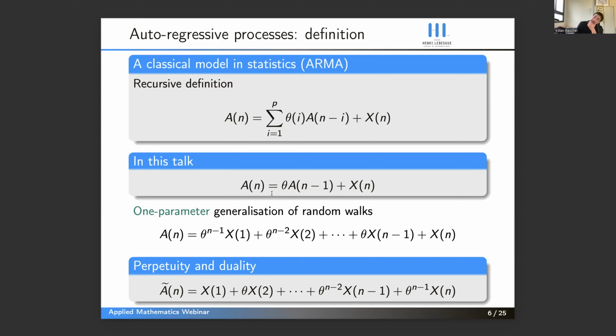And also maybe I can say that if you take theta to be 0, it's also something which is obvious, because in that case we forget about this term, and A of n is just equal to x of n, which is IID. So it's a kind of white noise if you want. So theta equal 1 and theta equal 0 are already known and already solved. And we want to have this one parameter variation of the model.